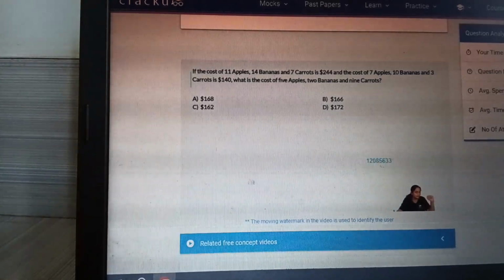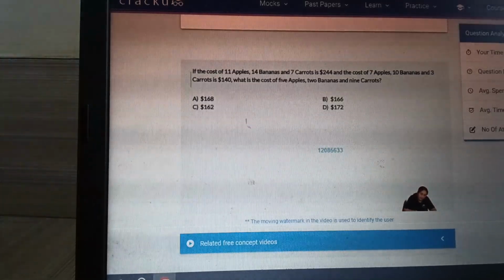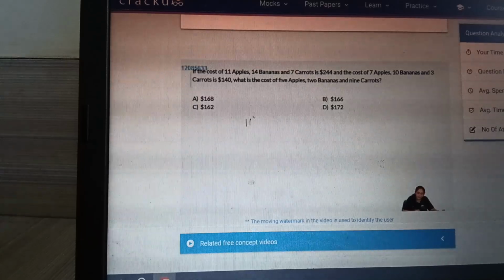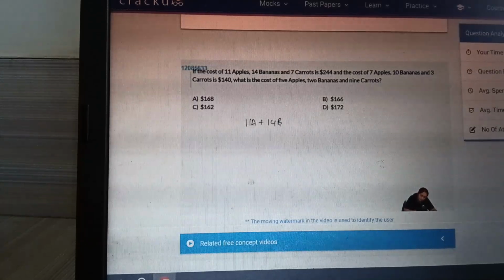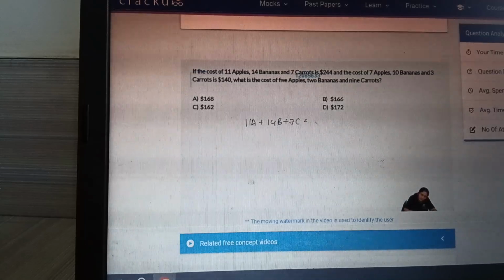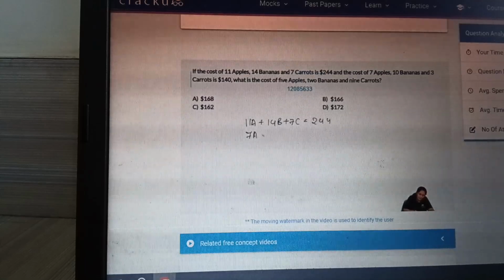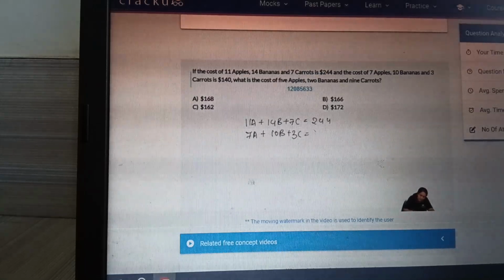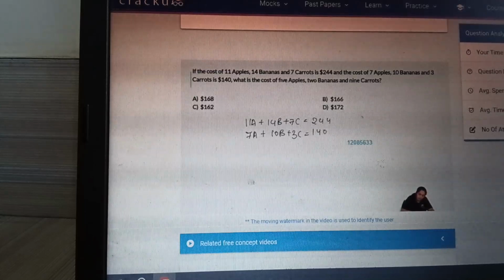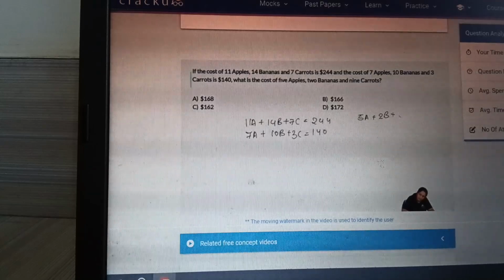Consider the following question. If the cost of 11 apples plus 14 bananas plus 7 carrots is 244, so let apple be A, banana be B and carrot be C. So this is 11A plus 14B plus 7C equal to 244, and 7A plus 10B plus 3C is 140. What is the cost of 5 apples plus 2 bananas plus 9 carrots?